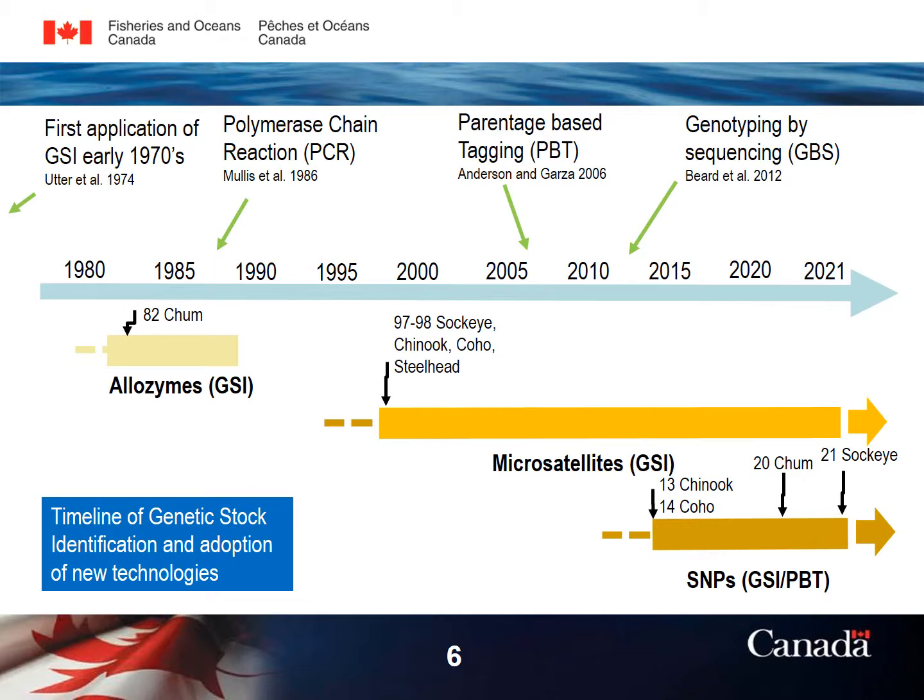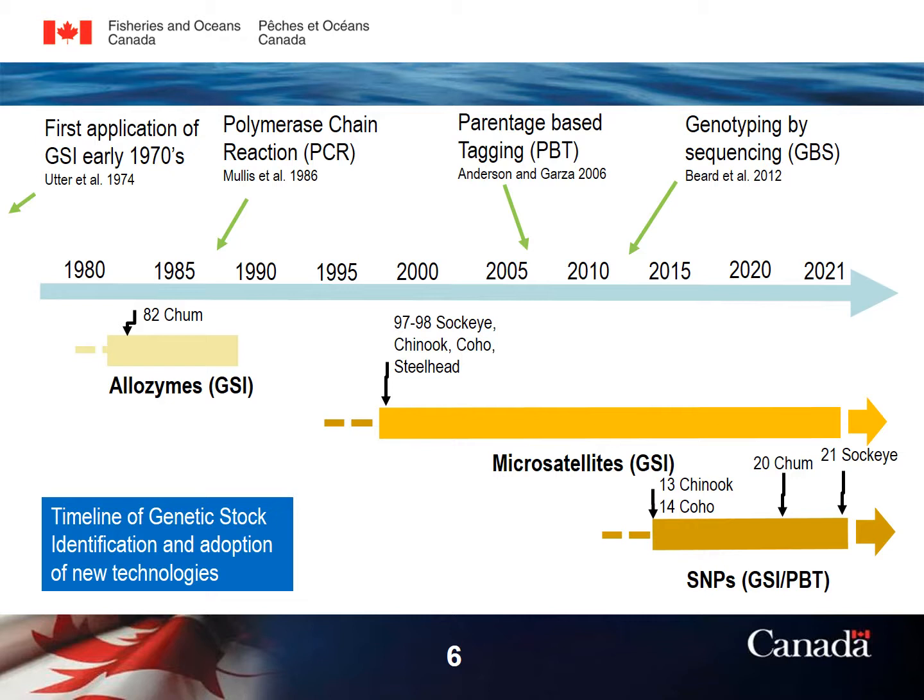Now that you're familiar with the different marker types and methods used to identify salmon stocks, I'm going to present a timeline of changing technologies occurring in our lab over the years. Above the timeline are some key publications which changed the course of our stock assignment work. The first application of GSI occurred in the early 1970s using allozymes. This was first published in a paper in the mid-1970s.